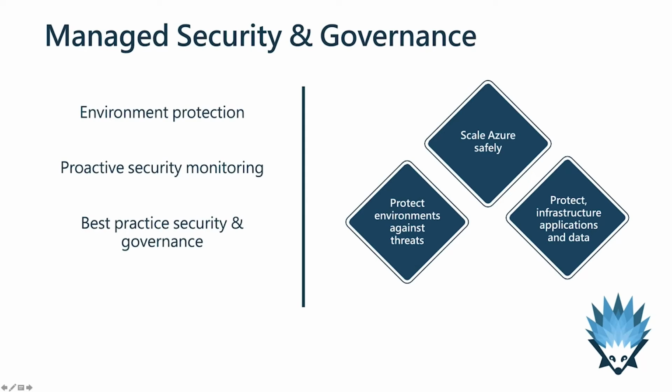And the left hand side is really, again, those key pointers of how we do this. So environment protection, this could be sort of antivirus and malware protection. We do security breach recovery as part of this. We'll manage your Azure appliances such as firewalls and load balancers. And we also have a policy of rapid threat detection and remediation.